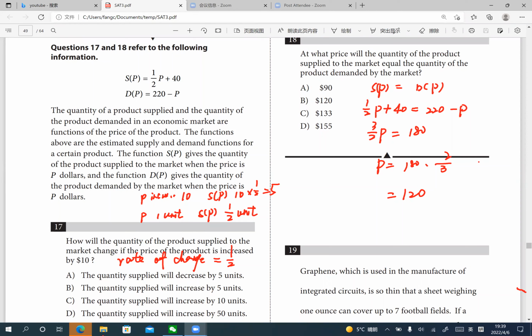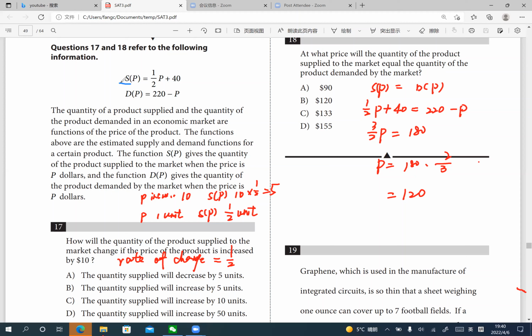The function S(P) gives the quantity of the product supplied to the market when the price is $P, and the function D(P) gives the quantity of the product demanded by the market when the price is $P. Question 17. How will the quantity of the product supplied to the market change if the price of the product is increased by $10?